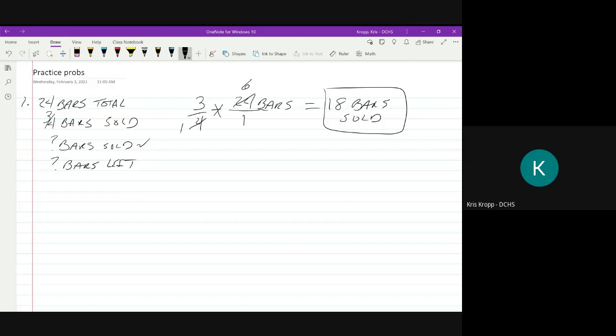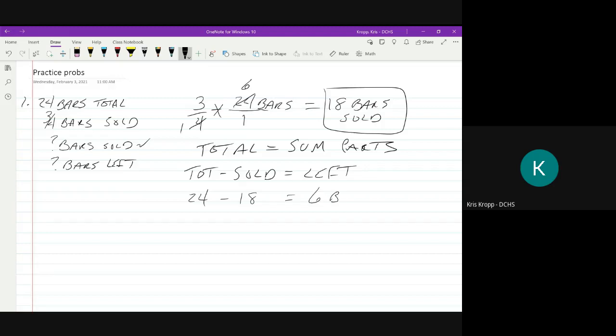Now, if I want to figure out how many bars are left, remember, whenever we're dealing with a part of the whole, the total is equal to the sum of the parts, right? No matter what the problem is. If we have a total and we have parts, then the total is always equal to the sum of the parts. Well, in this case, the total is my 24 bars, the whole pan of bars. And then the parts are the parts that were sold and the parts that were left. So I can rearrange this to be the total minus what was sold will give me what is left. And so the total number of bars was 24, and we sold 18 bars. That means that there are 6 bars left.